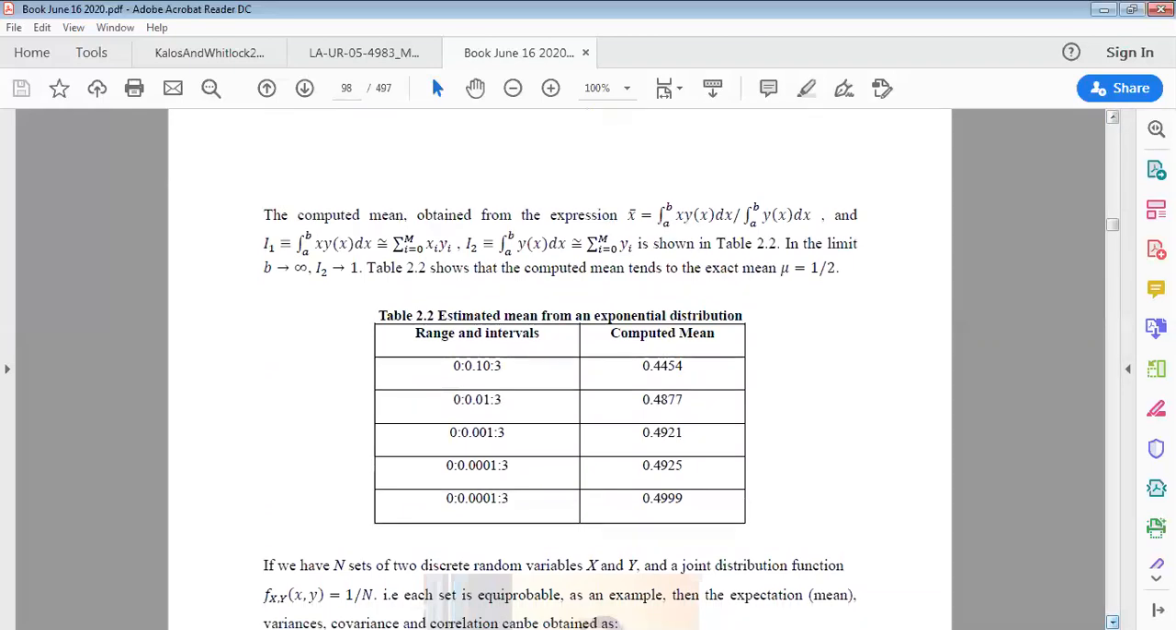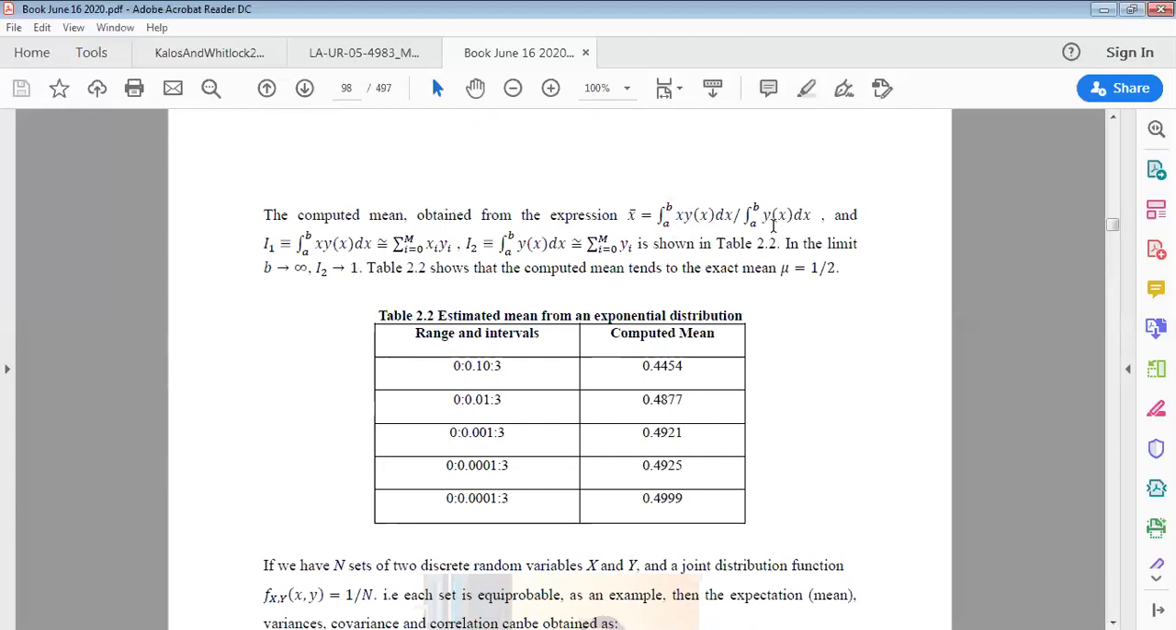Okay, so let me try to use the program to compute the mean. Now, I've told you that the correct answer is 0.5. So let's look at the computed mean obtained from this expression, what I told you, because that's the definition of the mean value of the random variable x. It is x, the PDF, f of x dx, integrated over 0 to infinity, divided by this normalization.